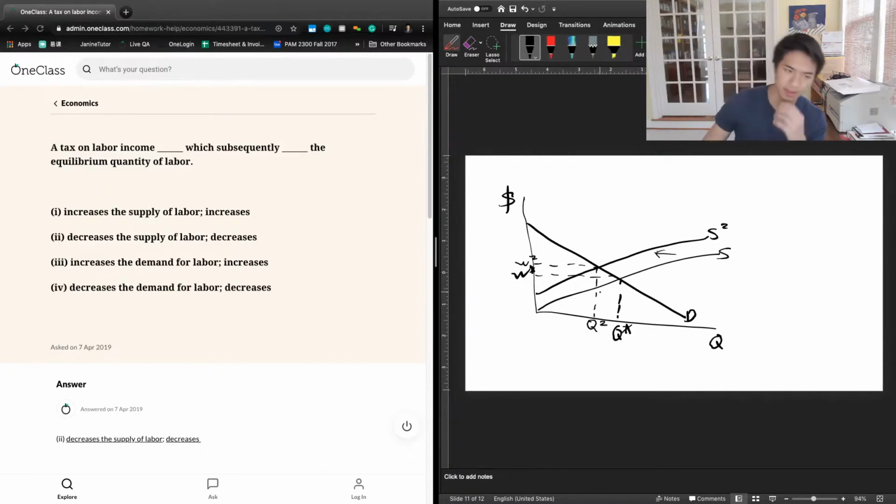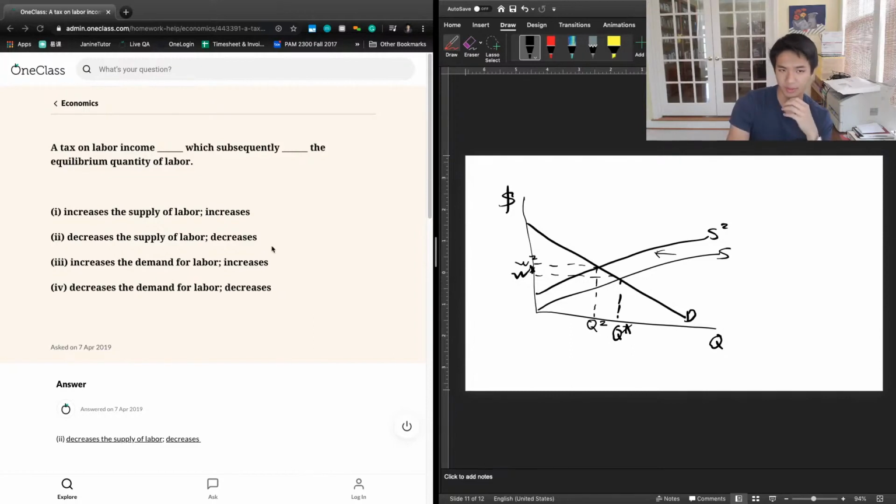And so what we've seen is the answer to the first part of the question is that a tax on labor income is going to decrease the supply of labor, and that subsequent change is going to cause a decrease in the equilibrium quantity of labor as well. We used to have Q star level of employment, and now we have Q2 level of employment. And so the answer to the second part of the question is decreases as well. And so the correct answer is going to be answer choice 2. A tax on labor income decreases the supply of labor, which subsequently decreases the equilibrium quantity of labor.